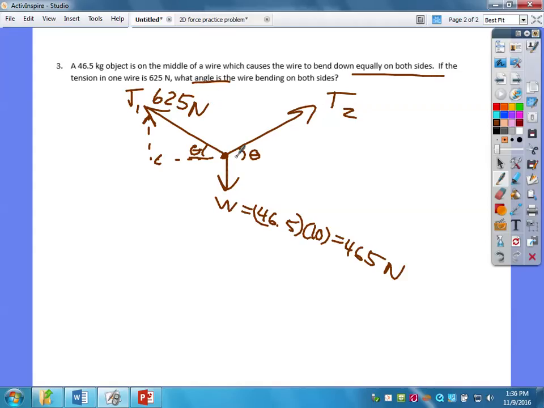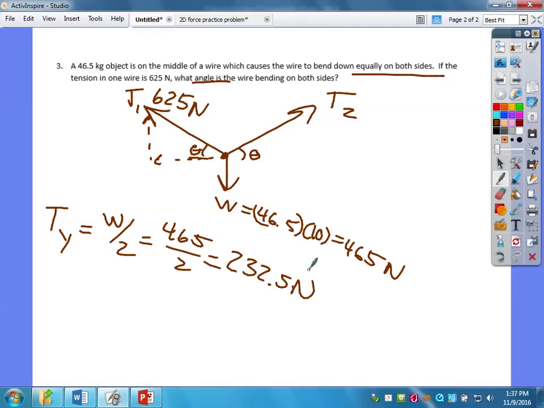If the angles are equal, the T_y components are going to equal half of the weight. So if I do 465 divided by 2, that gives me 232.5 newtons. So that's the y component. And then from there, I just show off some trig skills.